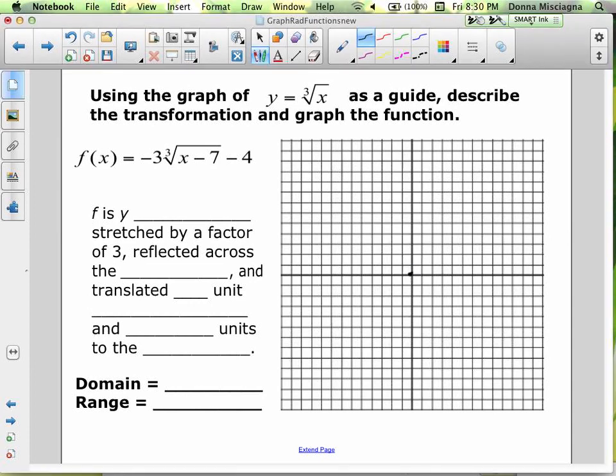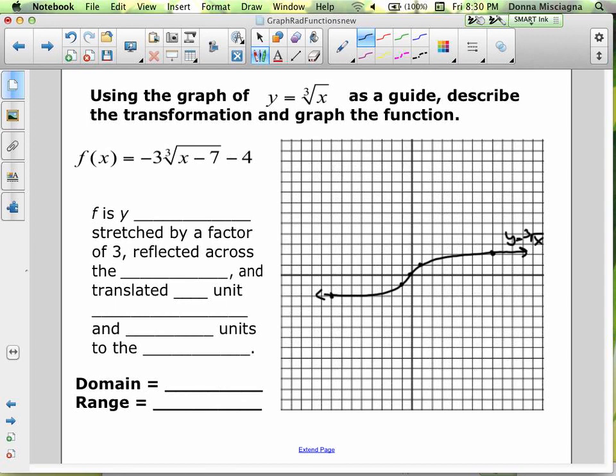So there we go, 0, 0, 1, 1, and 2, 3, 4, 5, 6, 7, 8, 2, negative 1, 1, and then 2, 3, 4, 5, 6, 7, 8. All right, so negative 8, negative 2. There is our graph. And that one is y equals the cube root of x.